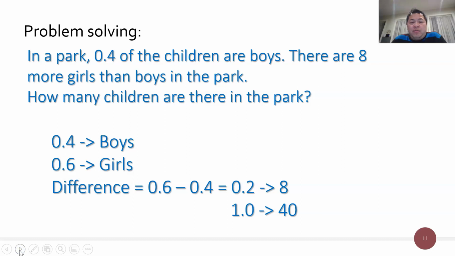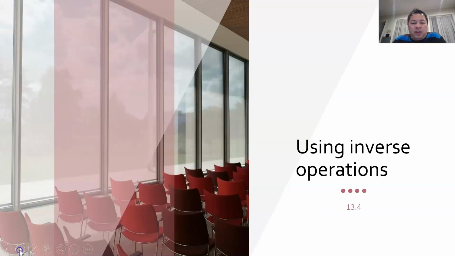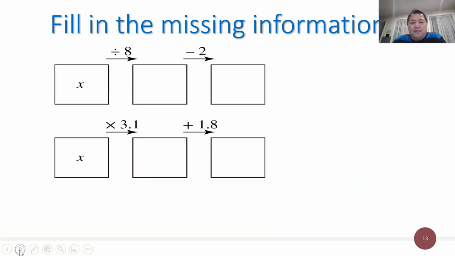So 0.2 actually represents 8 children. To find the number of children in the park, meaning you are looking for one whole, you just have to times 5. So there are 40 children in the park. Okay? It's a very simple problem-solving question. I hope none of you have issue understanding this. Let's move on to the next part.